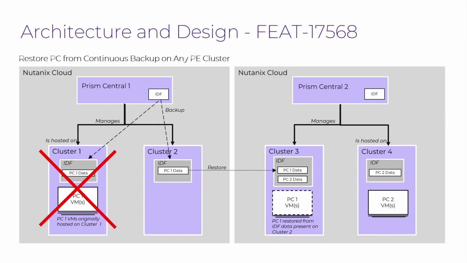Let's now go over this high-level visual for restoring Prism Central from continuous backup on any Prism element. We have two Nutanix cloud environments shown here, each of them containing two clusters and one Prism Central. On the left, we have Prism Central 1, and that is managing clusters 1 and 2 and is being continuously backed up to the same. On the right-hand side, we have Prism Central 2, and that one is managing clusters 3 and 4, which are being continuously backed up to clusters 3 and 4.